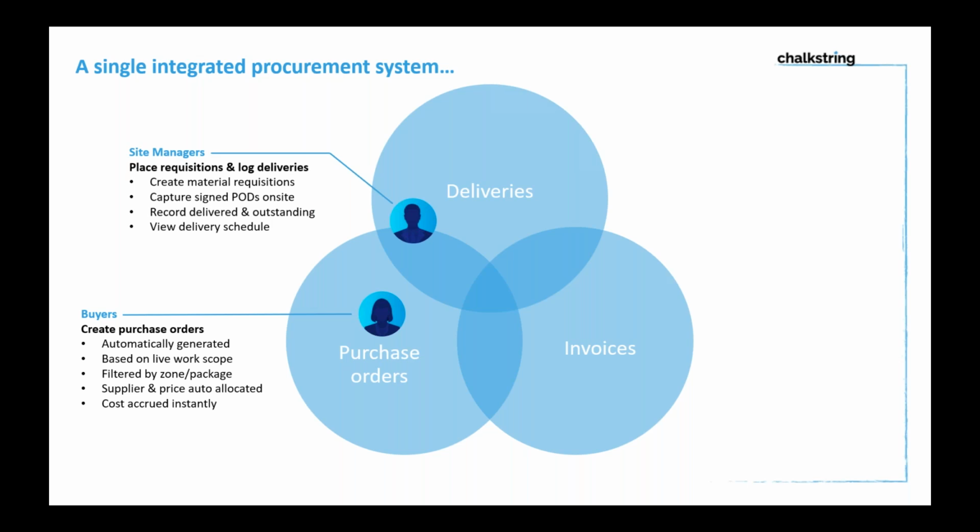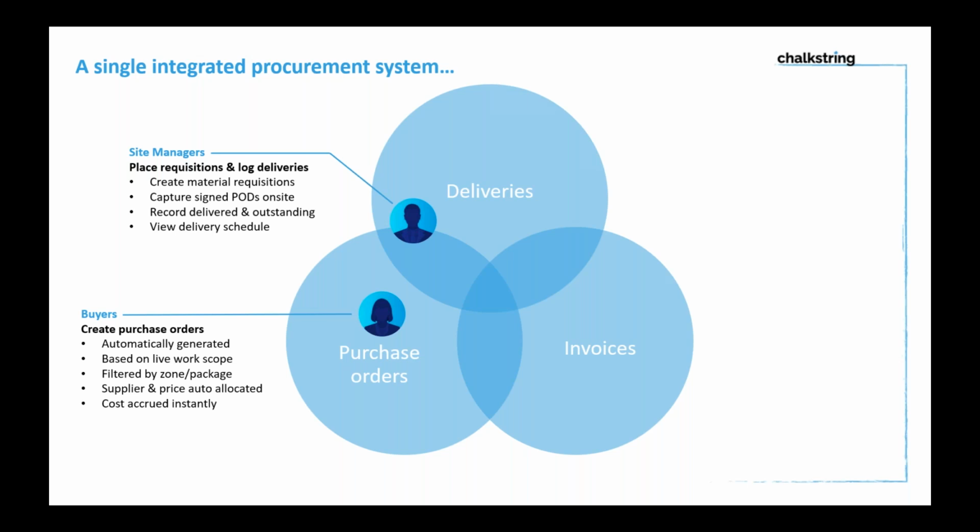We see site managers getting involved, and I've drawn that guy straddling a wee bit between purchase orders and deliveries, because site managers can place requisitions in the software to let the buyers know what they need. Ultimately, once the delivery turns up on site, they can log the delivery, track the POD, take a copy of the delivery note, and have a very clear picture of what's been delivered to site, and therefore what's outstanding.